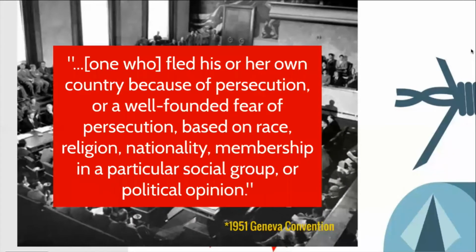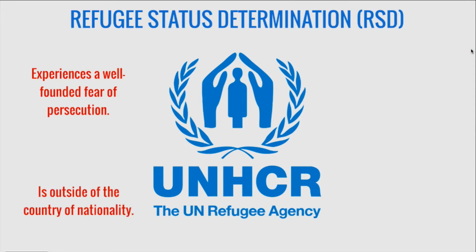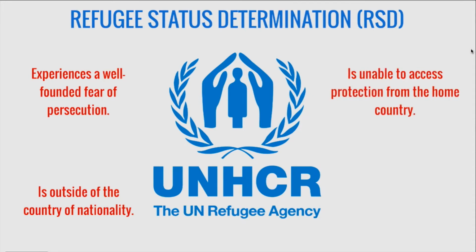Ultimately, it is the United Nations High Commissioner for Refugees, or UNHCR, which is responsible for determining eligibility for refugee status. First, a person must experience a well-founded fear of persecution. Next, he or she must be outside of the country of nationality. He or she must be unable to access protection from the home country and cannot be a national of another country. Only then can he or she receive refugee status from the UNHCR.